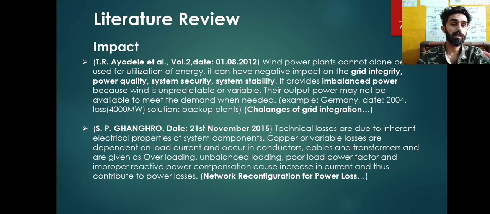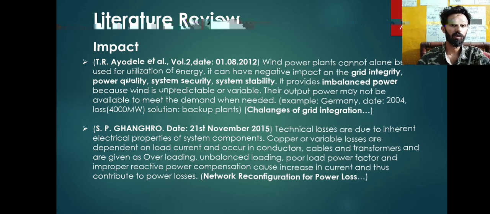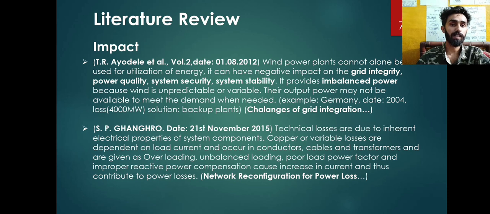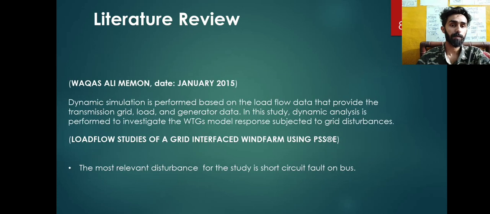As far as technical losses are concerned, these are the inherent electrical properties of the system components. Copper or variable losses are dependent on load current and occur in conductors, cables, and transformers. Overloading, unbalanced loading, poor power factor, and improper reactive power compensation cause an increase in current, and thus contribute to power losses.